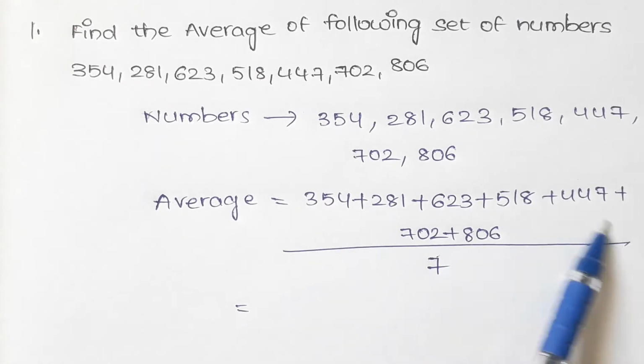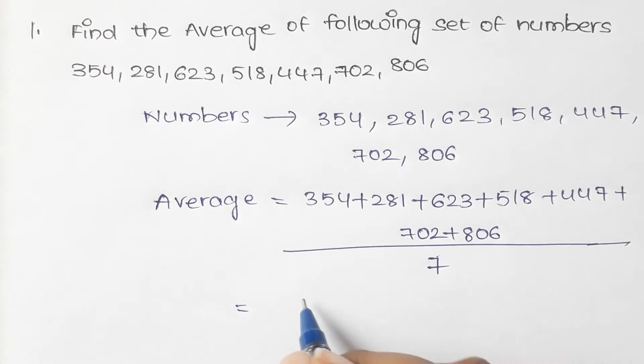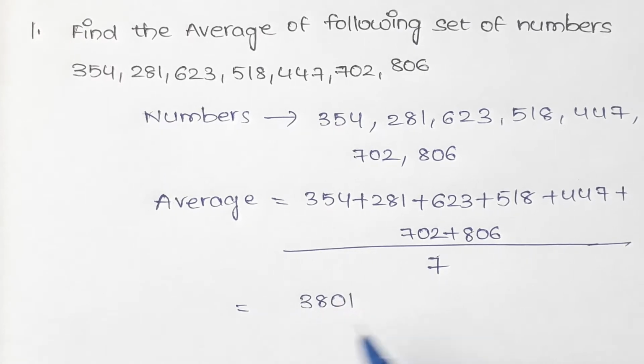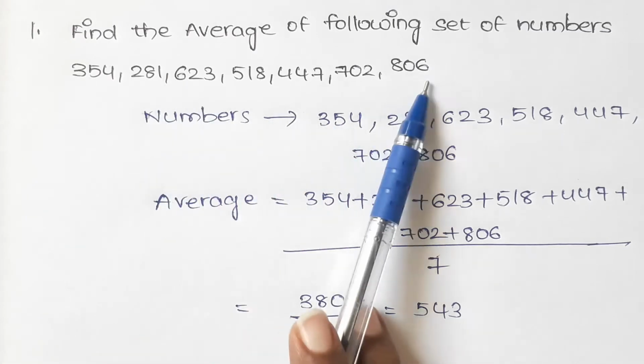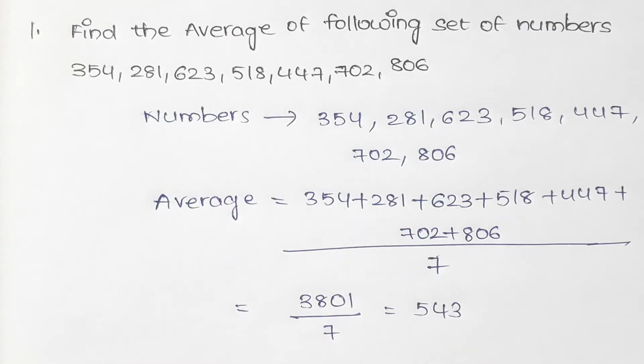The sum of all these observations is 3801 when we add them, divided by 7. And finally the answer is 543. The average of the given numbers is 543. And this is about the first one. Let us see another model.